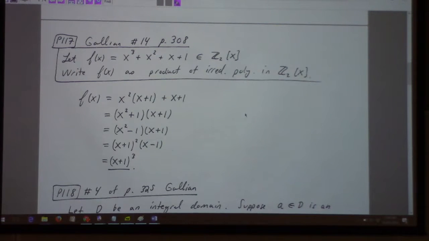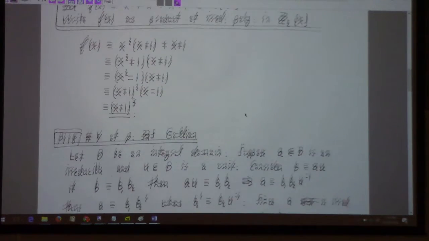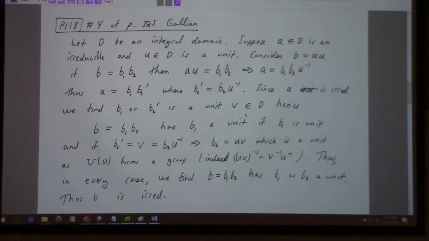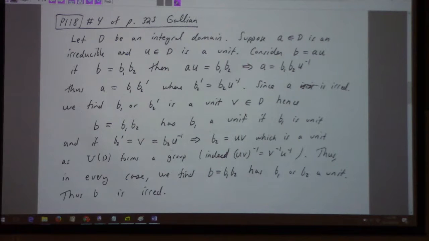17, we're supposed to write this cubic as a product of irreducible polynomials in Z_2[x]. I factored by grouping, actually, and then I changed this to -1, the difference of perfect squares. And then the x minus 1 is x plus 1. That one's fun. Everything seems fun after number 29. This one wasn't too bad.